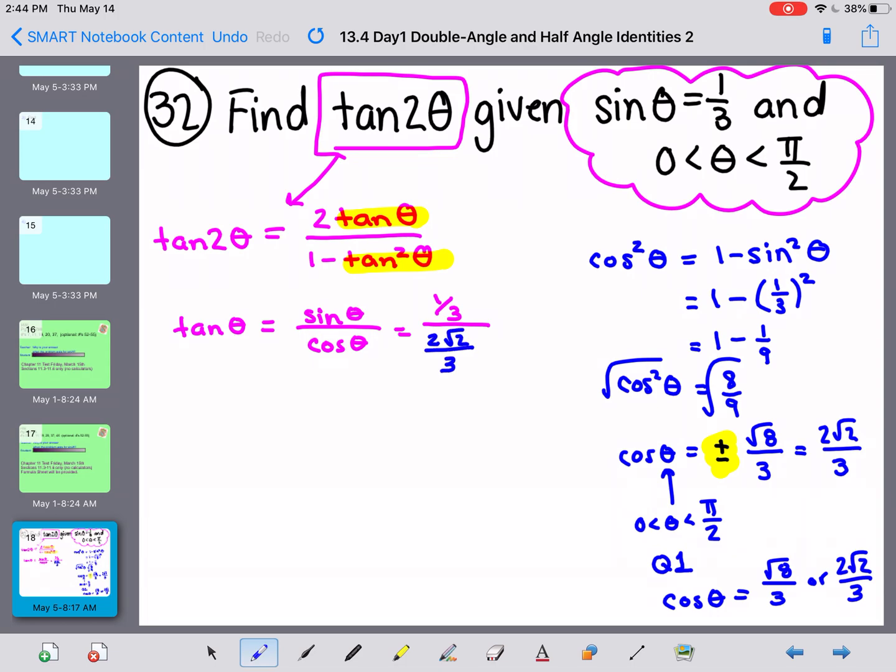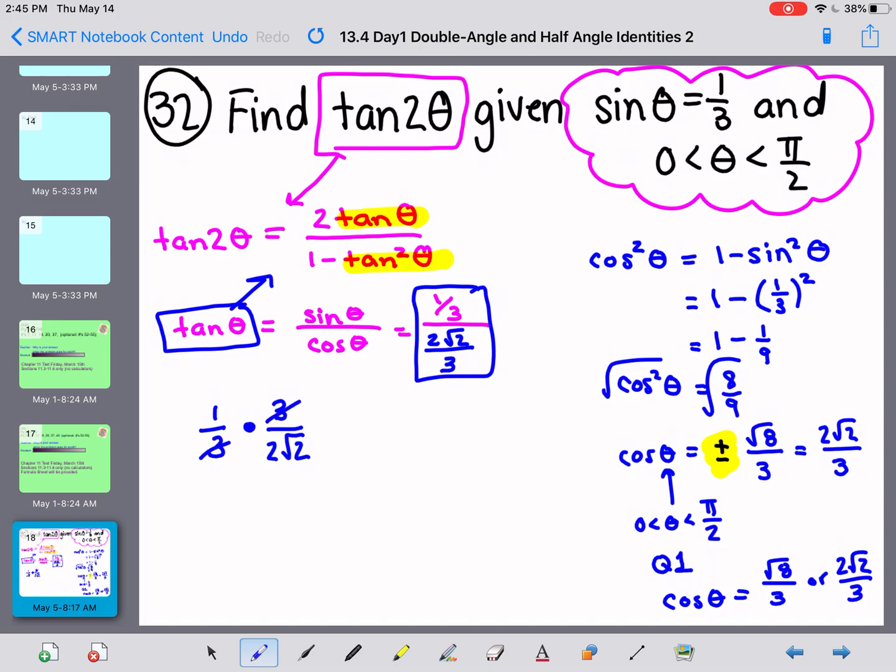Okay, so I want to be able to put this tangent value into that formula up there, but I'm going to simplify it first. So keep, change, flip. Keep the 1/3, change, and then flip. And this is where maybe it would have been an advantage to keep it as square root of 8 if you're not comfortable with the 2√2. So try it both ways, see what you like. These 3's then cancel. So I have 1/(2√2).